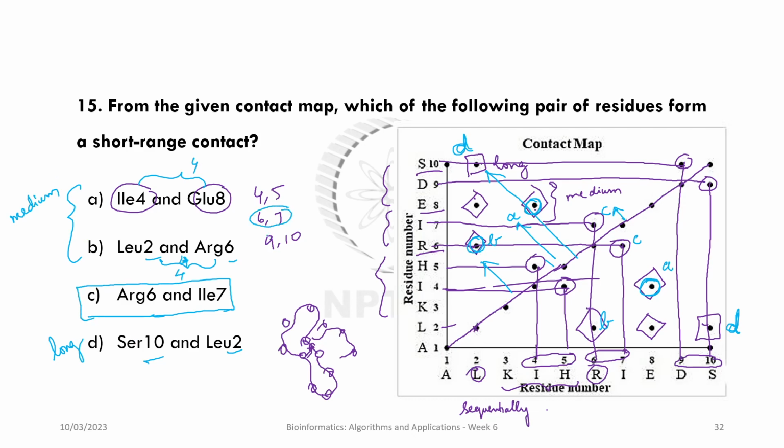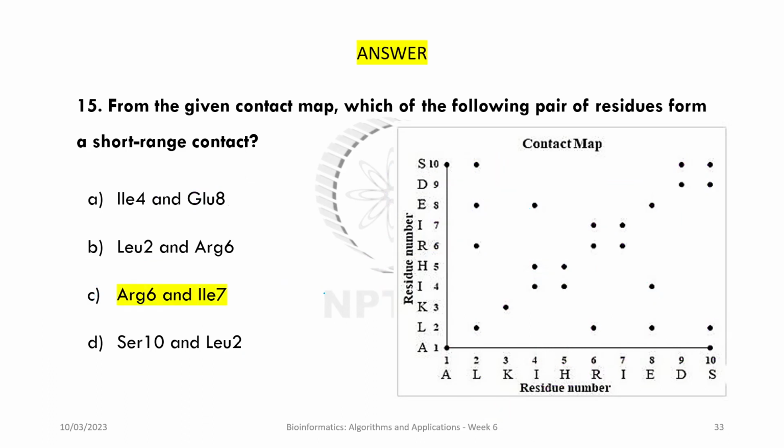Again, only 6 and 7 are there in this set of possible short range options that you can choose. So there's no 9 and 10, there's no 4 and 5. But 6 and 7 is present, which is C, and which is indeed short range. So was that convincing, Amreen and Hari? Okay, so there goes your answer.